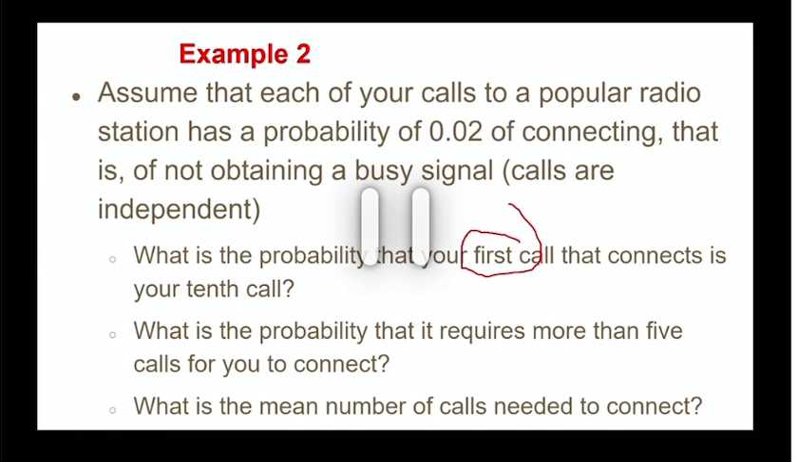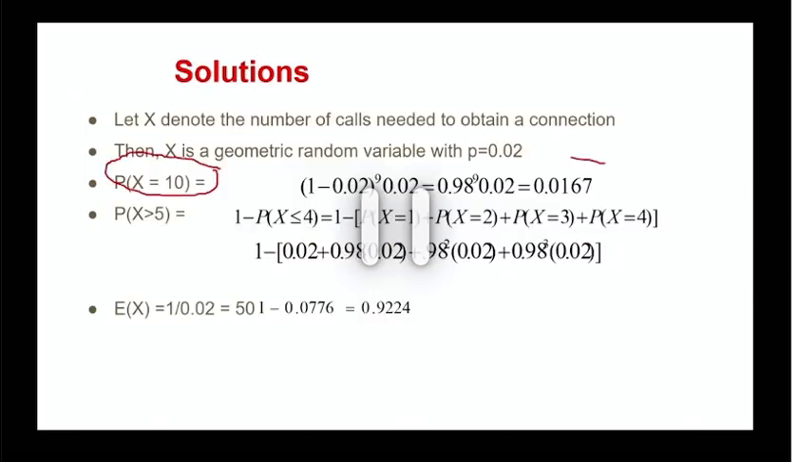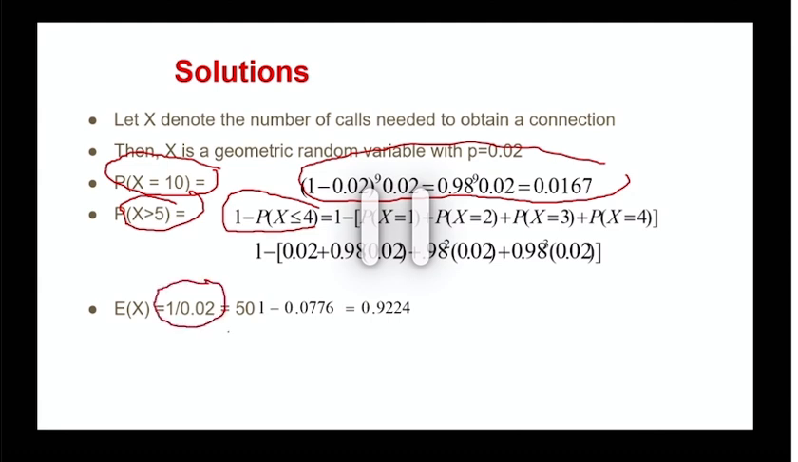Now, if you want to do the first one, X equal to 10, plug it into the geometric formula, and you're going to have that. For X greater than 5, don't forget, X greater than 5 will be 1 minus X less or equal to 5. Then what about the average? Oh my God, the average is easy. You are just using 1 over p. They gave you p to be 0.02. 1 over 0.02, okay? That will give you 50. Any question?